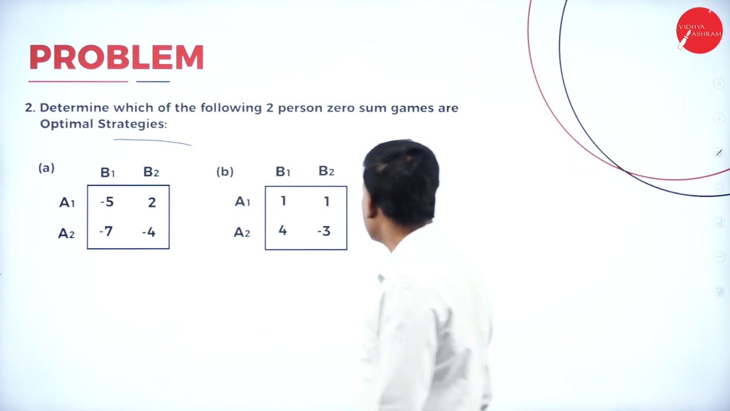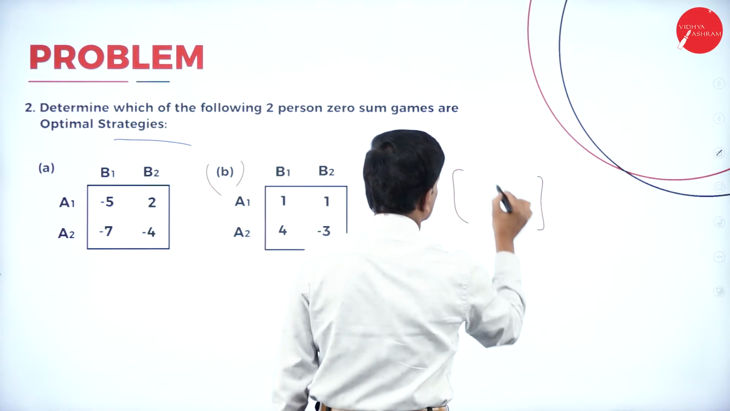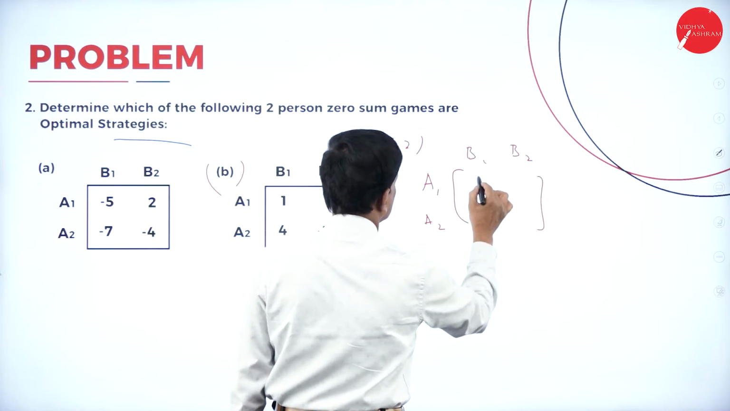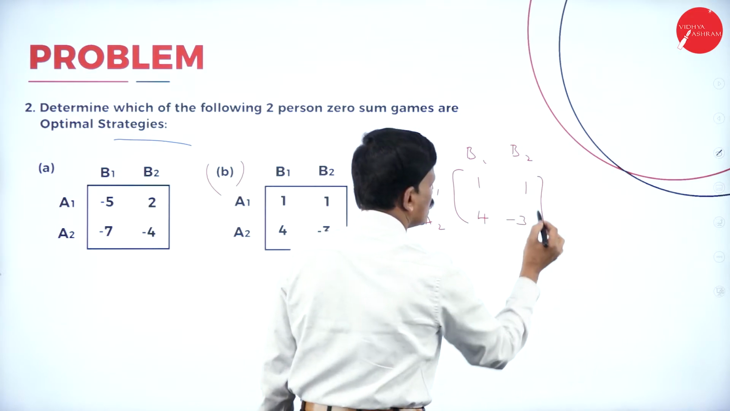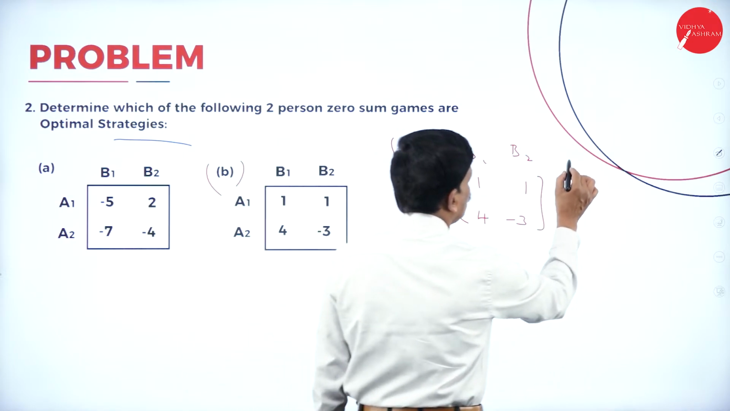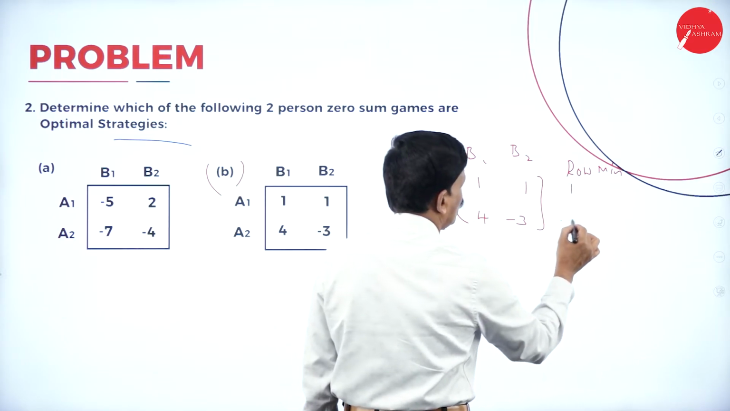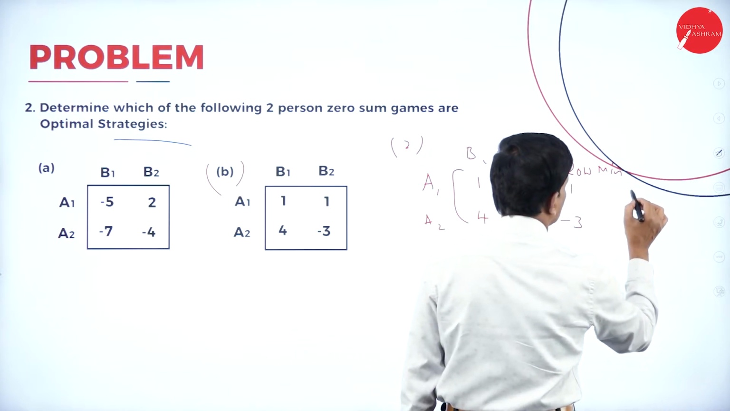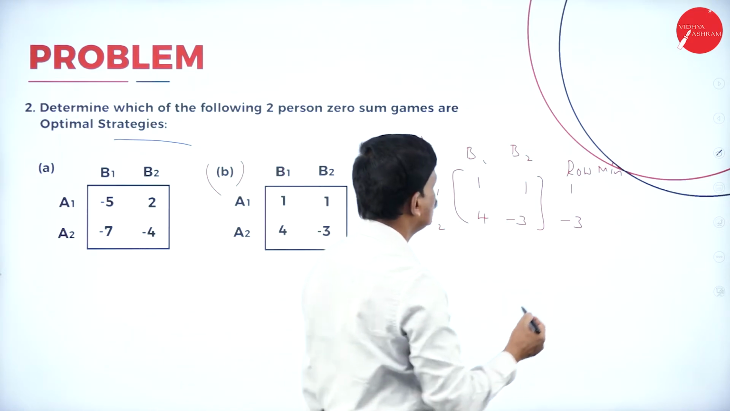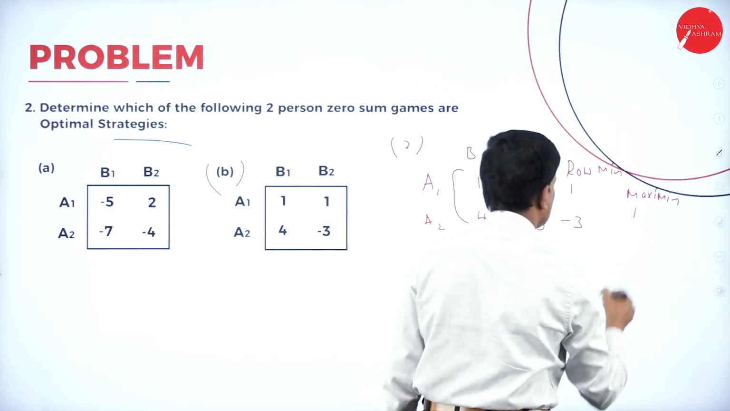Okay, now let us come to the second problem. Problem number 2. This is player B with B1 and B2, and A with A1 and A2. The values are 1, 1, 4 and -3. As usual, find the row minimum first. The minimum value in the first row is 1, and in the second row it is -3. Now find the maximum of these, the maximin. The maximum value is +1.